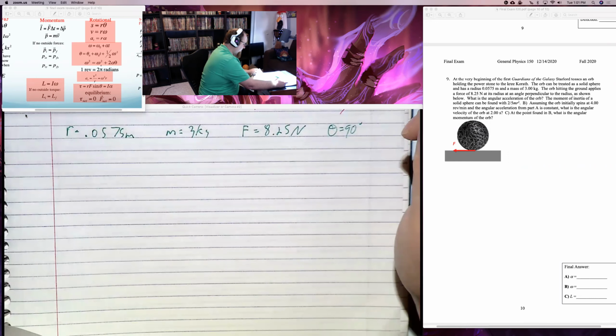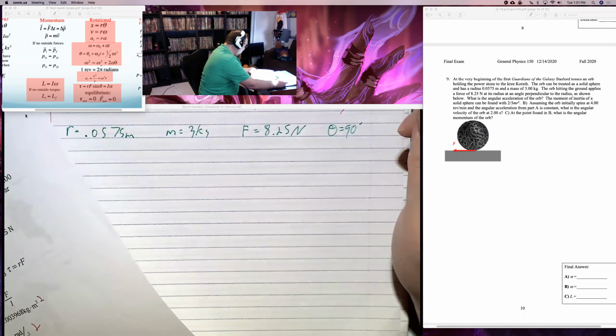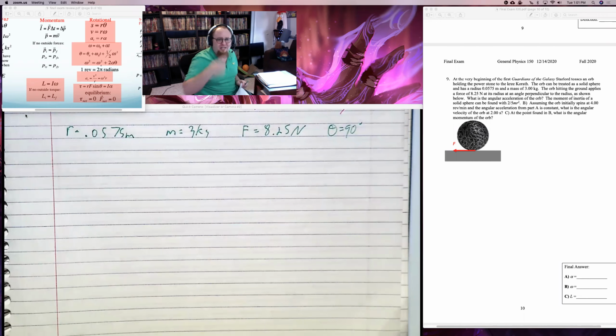Okay. I gave a moment of inertia. If I give a moment of inertia, that kind of narrows down equations, because I probably need to use the moment of inertia. That doesn't show up here.